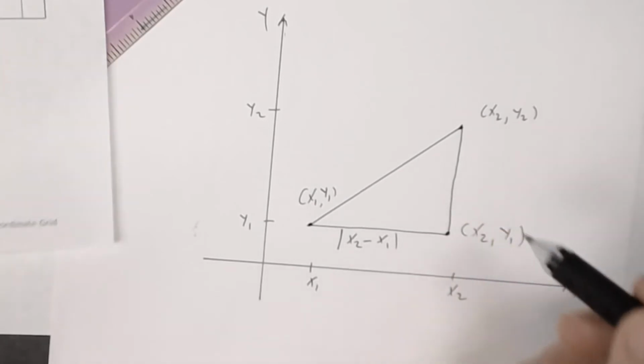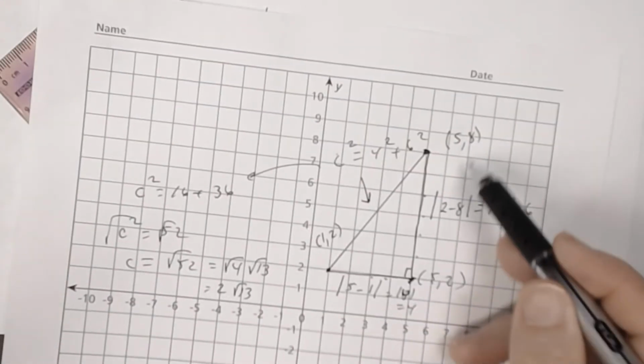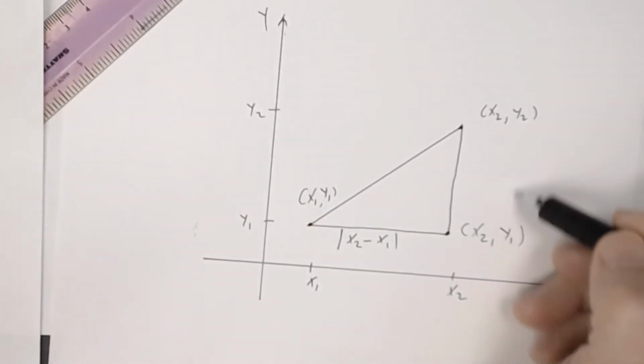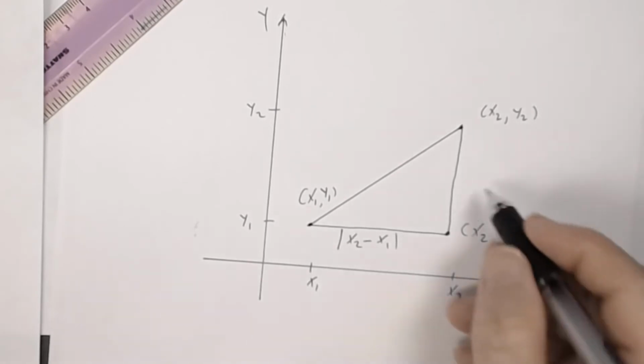Over here, what did I do? I subtracted which coordinates? I subtracted the y coordinates. So what are the y coordinates here? y2 minus y1. Still absolute value.